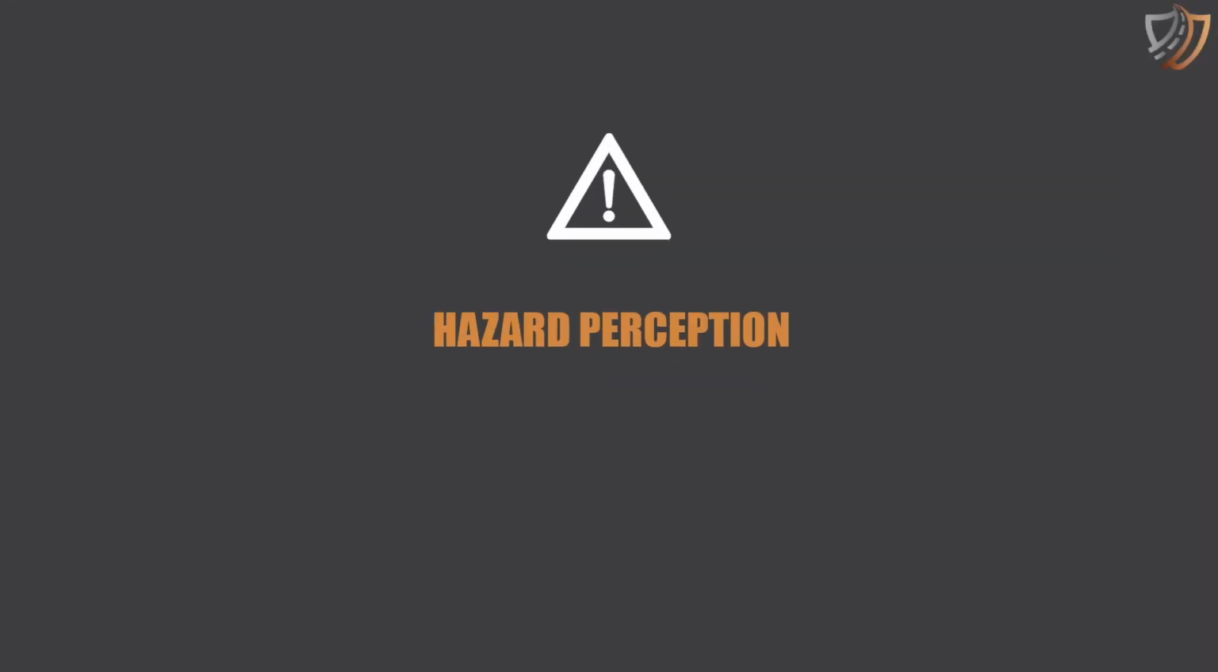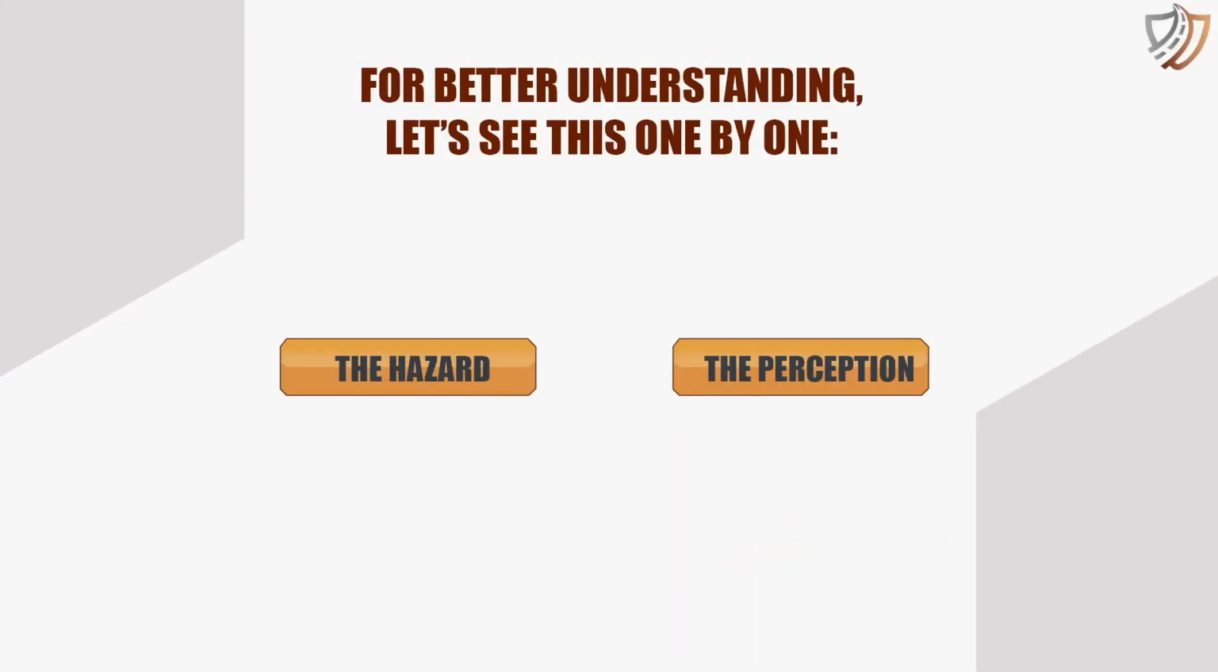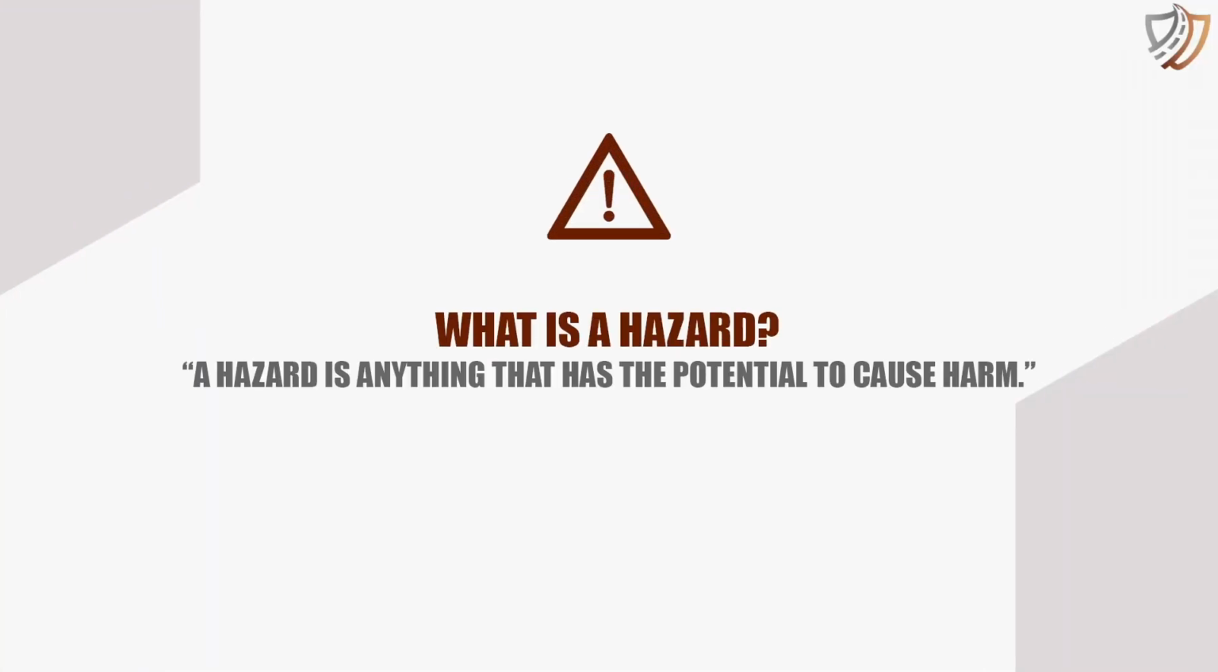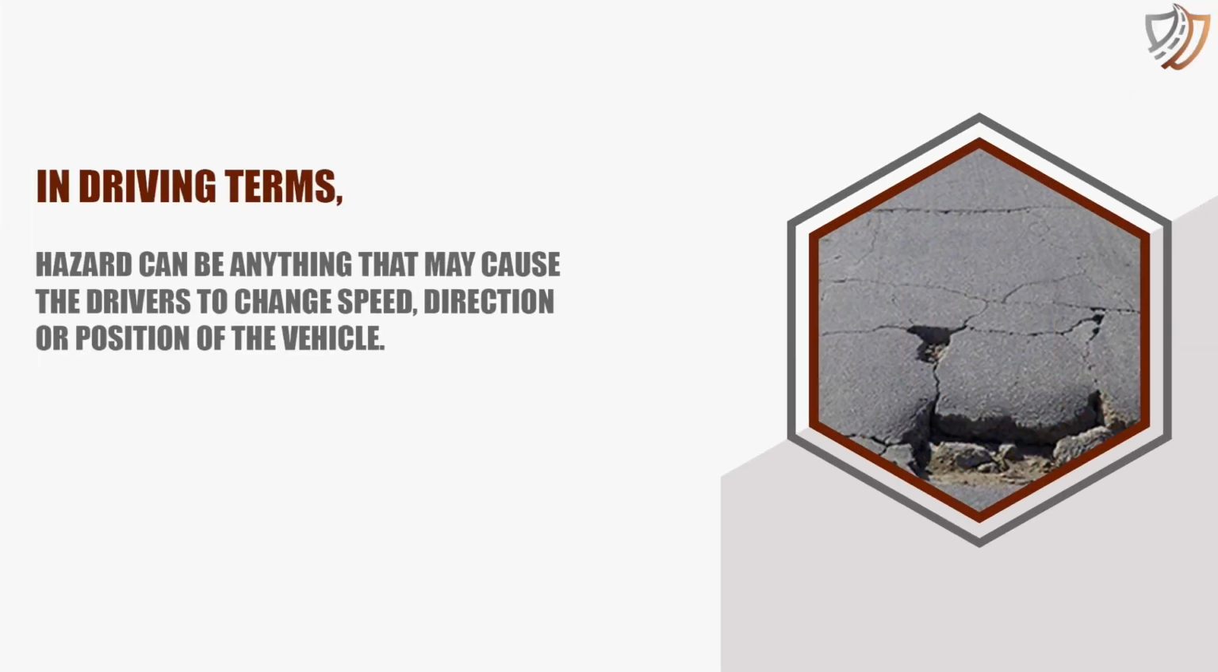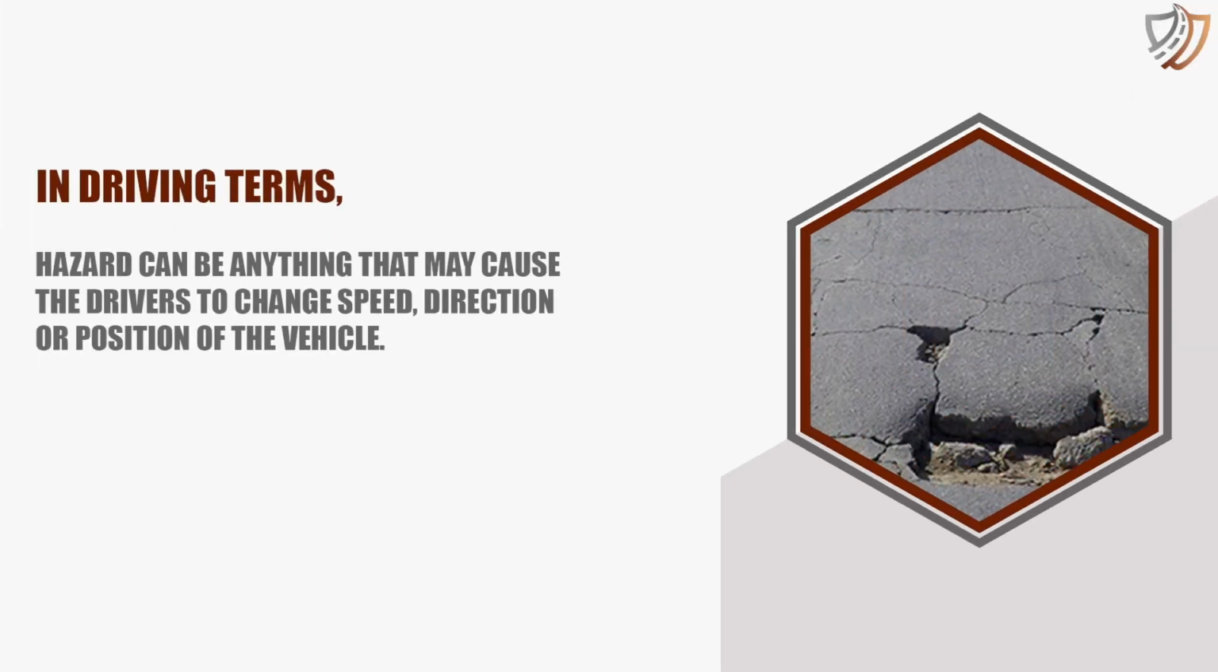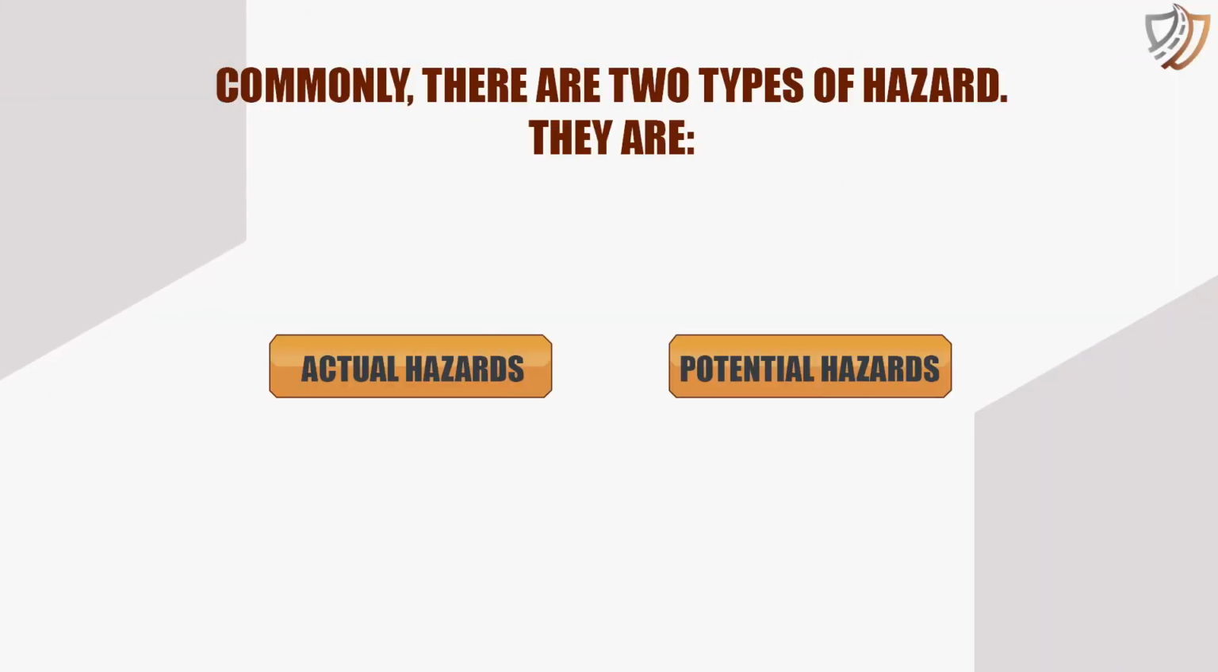Hazard perception. For better understanding, let's see this one by one. The hazard and the perception. The hazard. A hazard is anything that has the potential to cause harm. In driving terms, hazards can be anything that may cause the drivers to change speed, direction, or position of the vehicle. Commonly, there are two types of hazard. They are actual hazards, potential hazards.